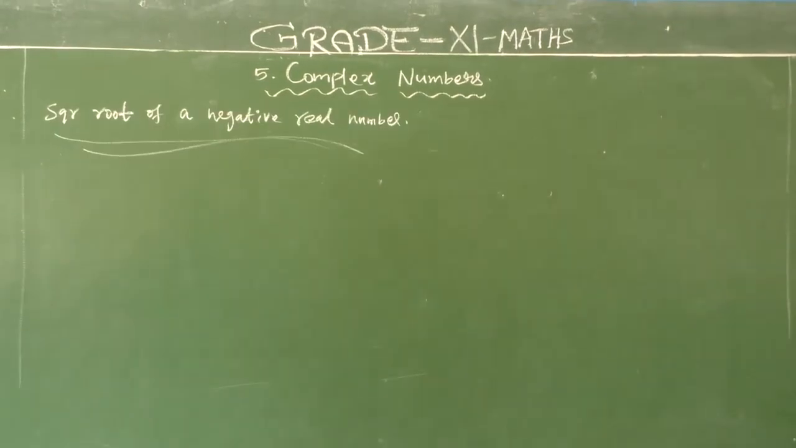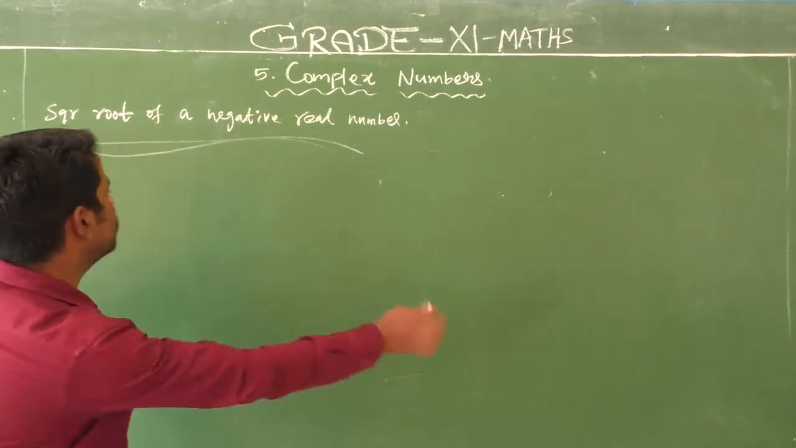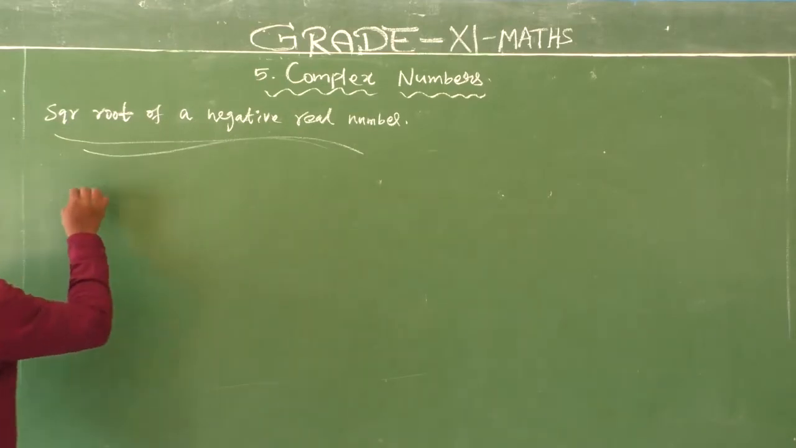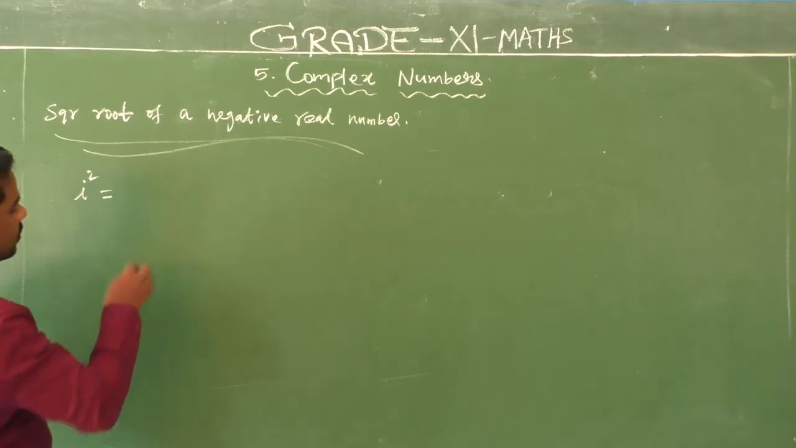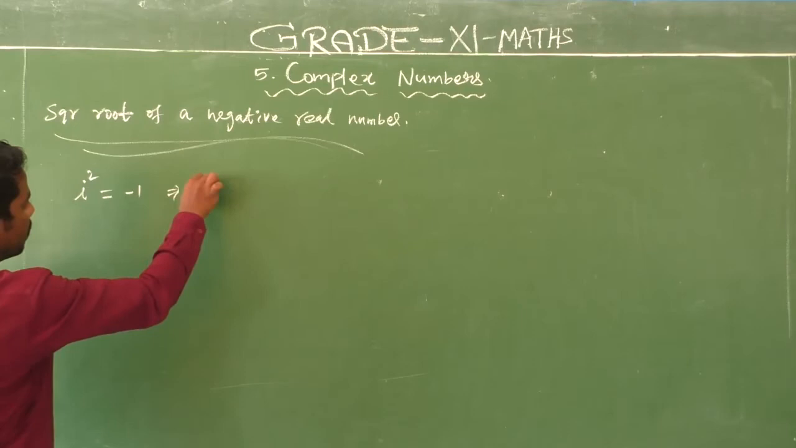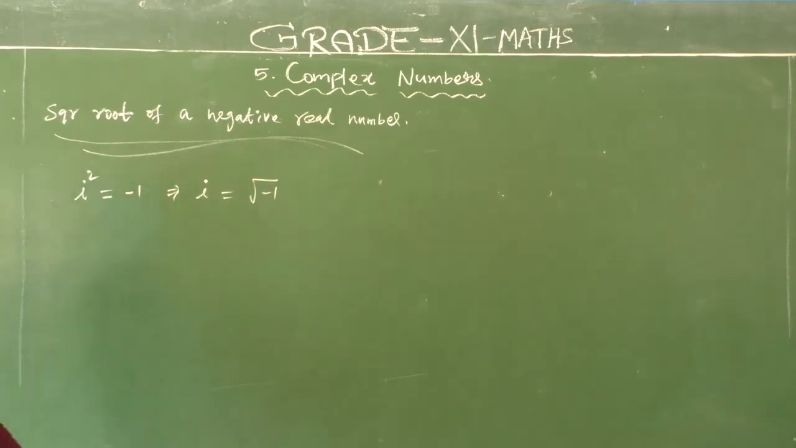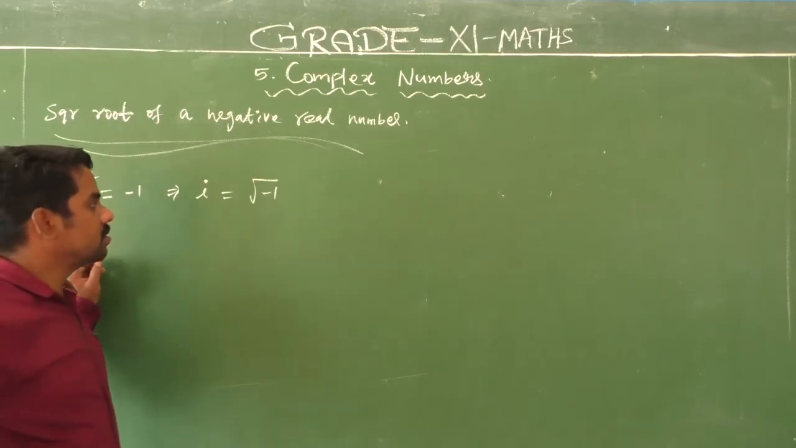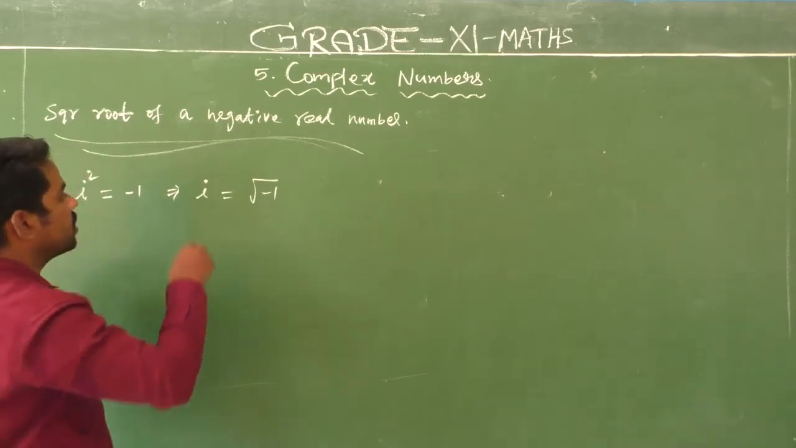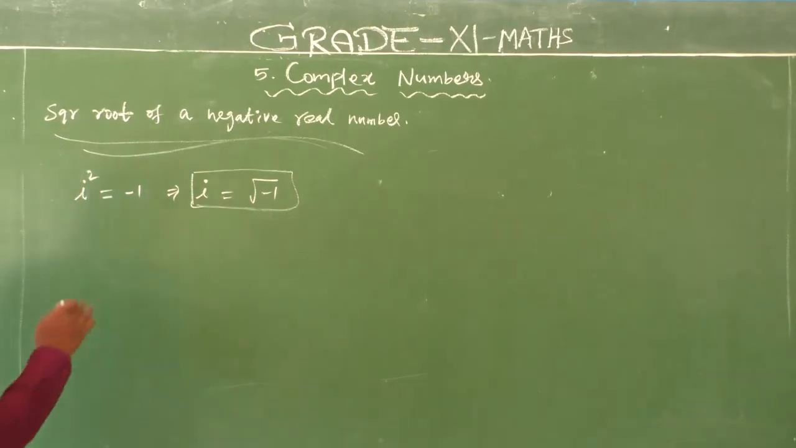Next, the square root of a negative real number. i square is equal to minus 1, so i is equal to root of minus 1. That is plus or minus root of minus 1. So i is equal to root of minus 1.